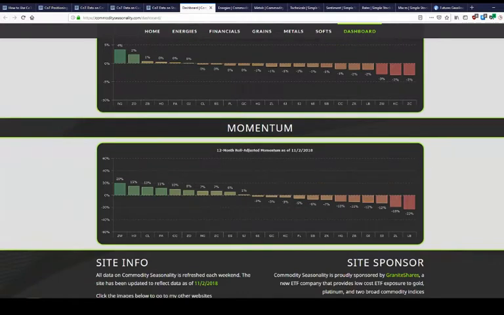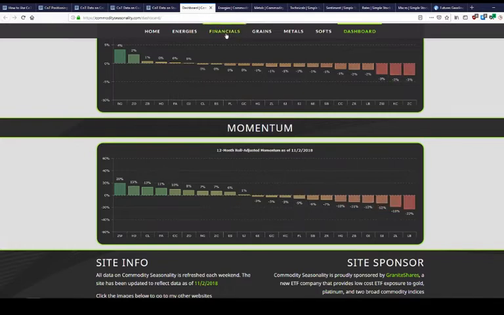And then we've got momentum. This is just 12-month roll-adjusted price momentum for all these commodity futures. Stuff on the left has gone up. Stuff on the right has gone down. This is a metric for long-term CTA sentiment, because they're trend biased. And so the best performing commodity contract over the past 12 months has been wheat. The worst performing has been lumber.